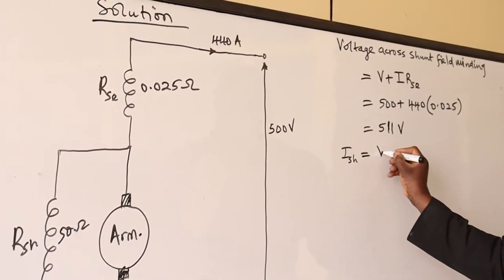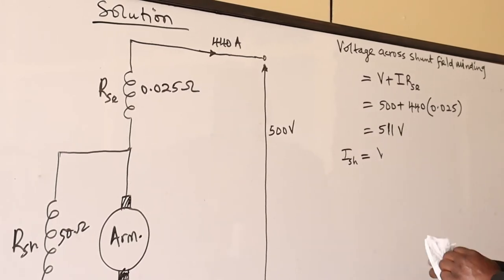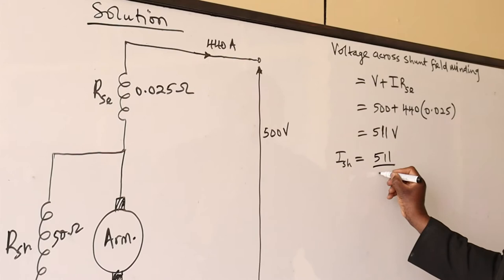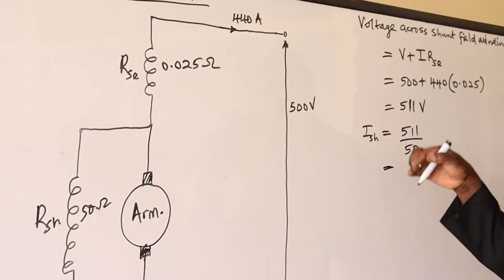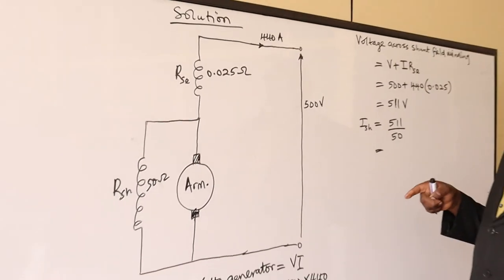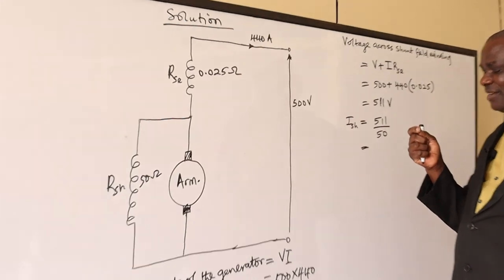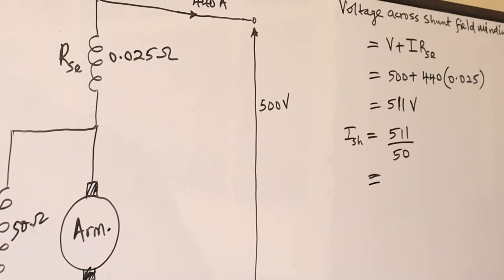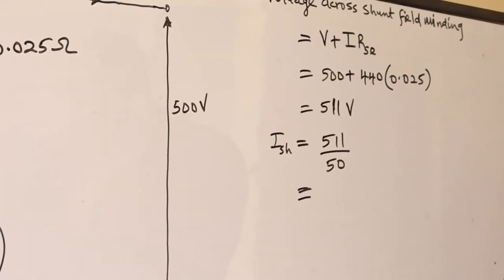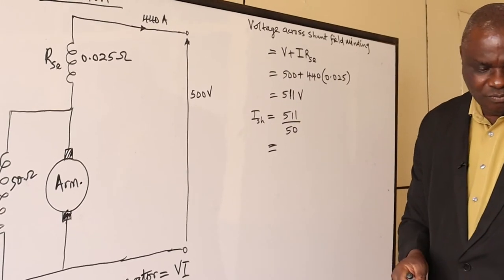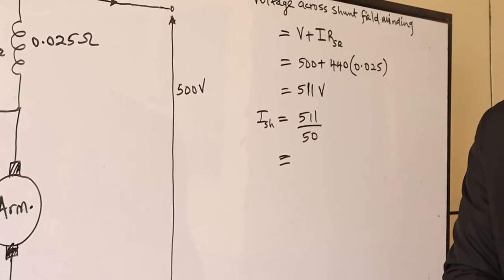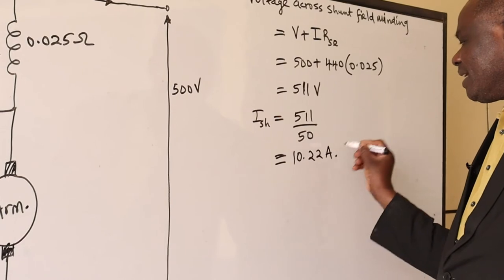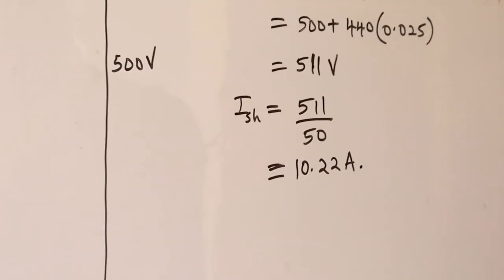I shunt is normally equal to the voltage across that shunt winding, which is 511, all over 50. The voltage across the shunt field circuit divided by the resistance of the shunt field winding, which is 50. So if we evaluate this, we get 10.22 amps, that is I shunt.